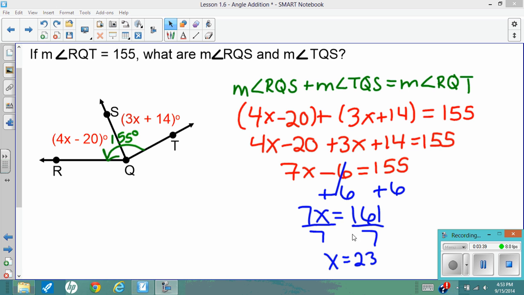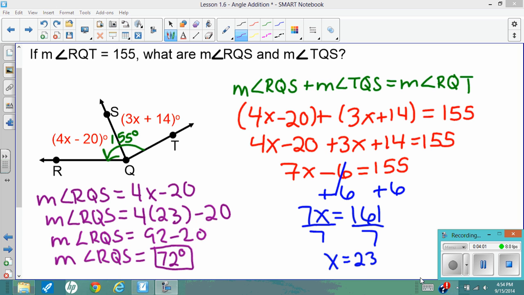And as always, make sure you answer the question that's being asked. So if we go back up to the question, we are looking for the measure of angle RQS and the measure of angle TQS. So we're not quite done yet. We need to take x, and we'll plug it back over here into these expressions, and we can find the actual measures of the angles we're looking for.